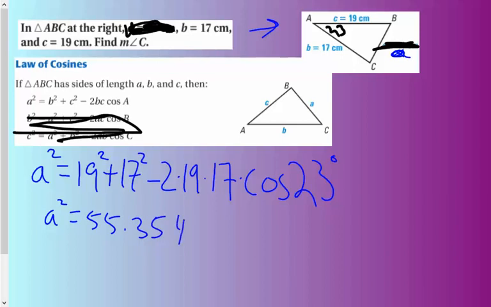55.354. And then what I'm going to do is square root both sides to get a by itself. And so this process is actually quite slick, 7.44. And there's your value for a. Okay, not too bad.